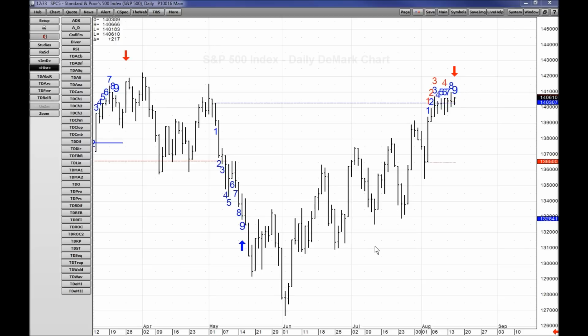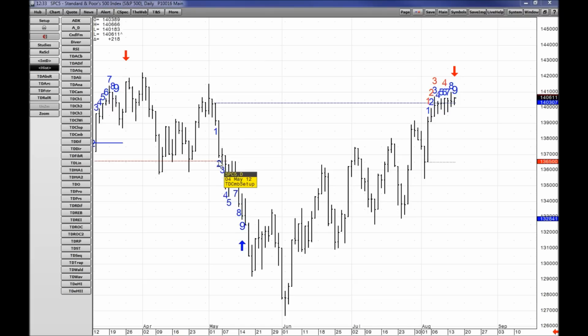Every comment that we made on the previous chart applies to this chart. This one is just the S&P 500. The previous chart was the futures. Everything's the same. We have the qualified break intraday. I want to emphasize that.